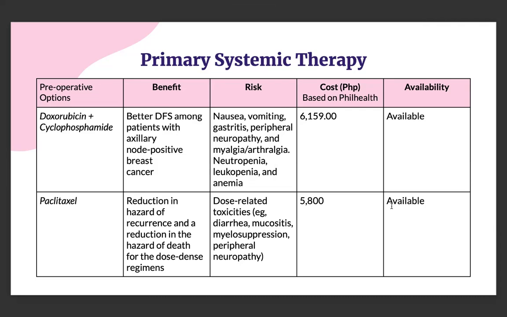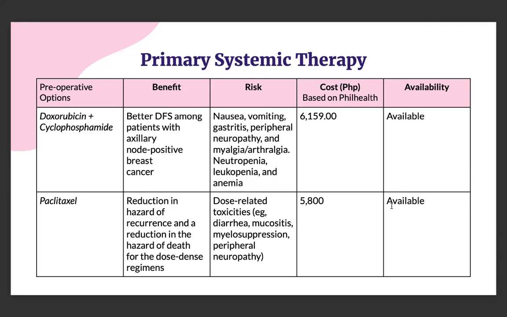So for the cost, this is based on the drug price retail index. We can spend a total of 6,159. So by doing 2 vials per treatment, and then we multiply this by 4 cycles, so we get this value.